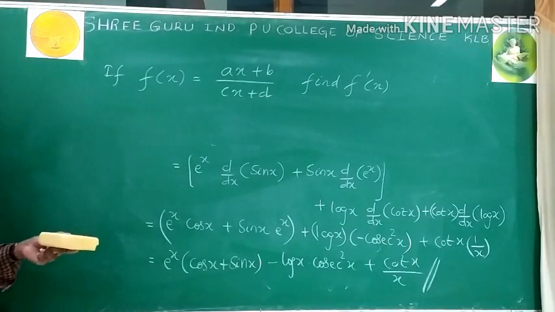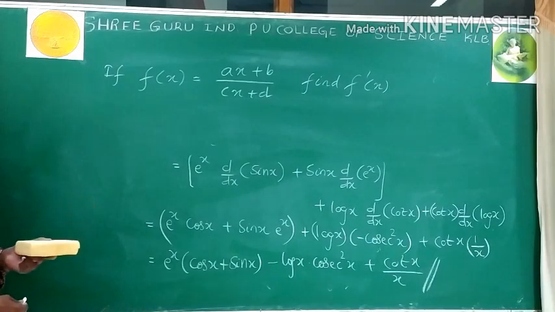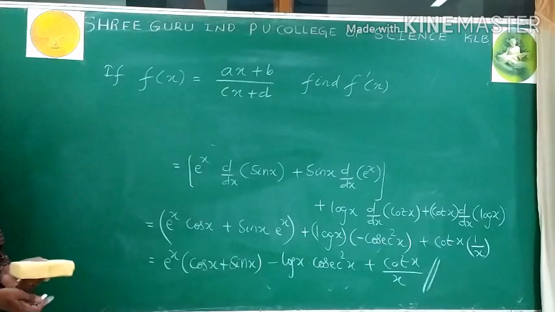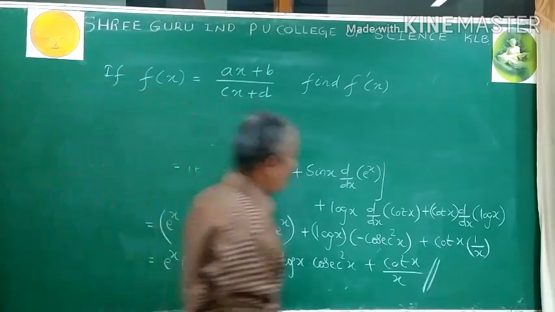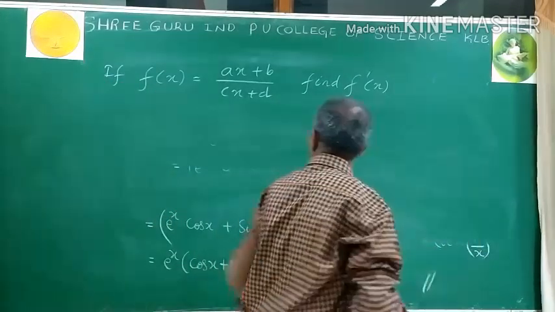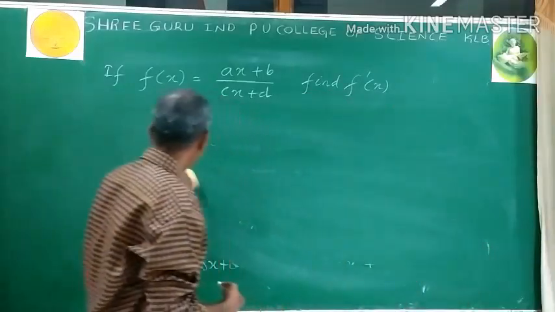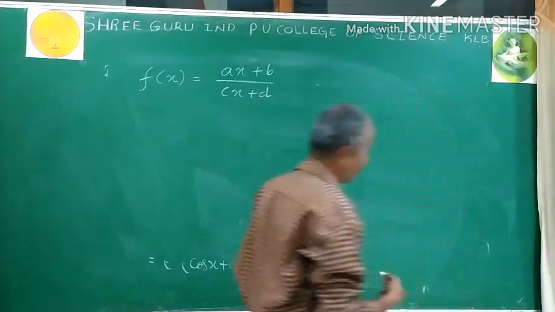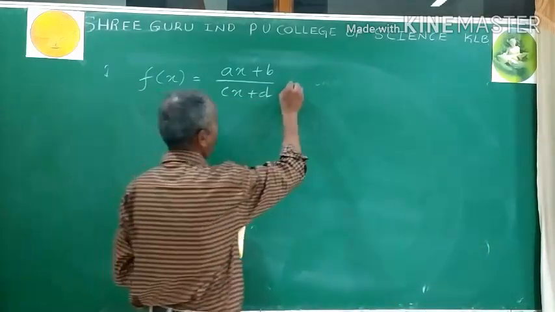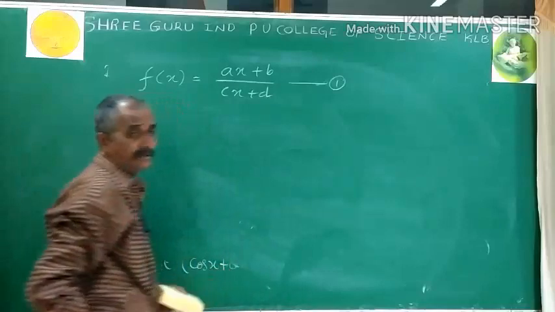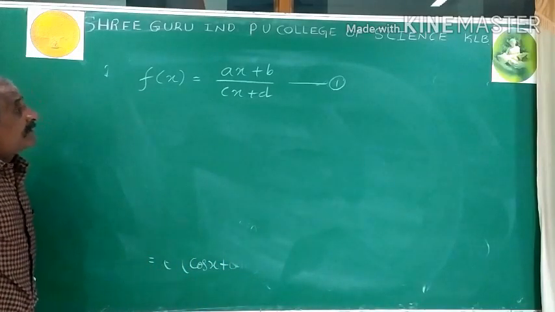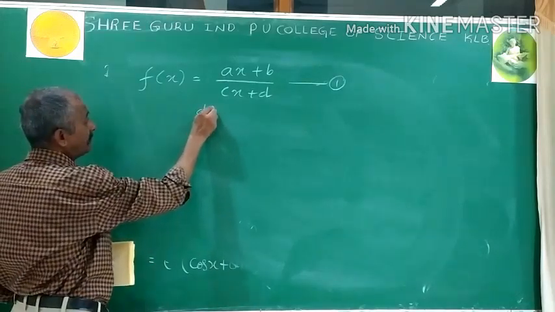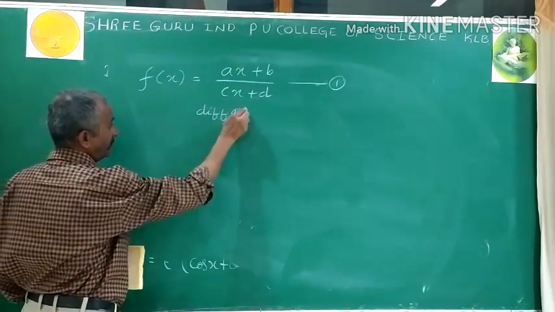Once again, just for the recapitulation sake, I am solving so that you feel very easy when we come across composite function derivatives. So first write the given function. The given function is f of x equal to (ax plus b) divided by (cx plus d). Call this as 1. Next, differentiating 1 with respect to x.